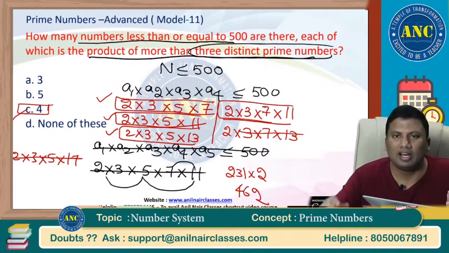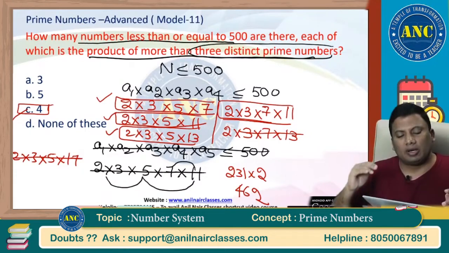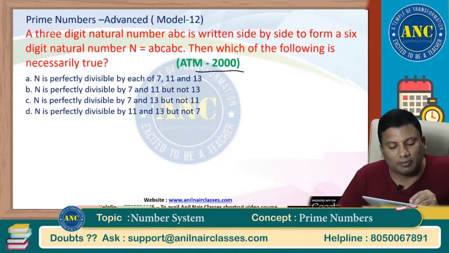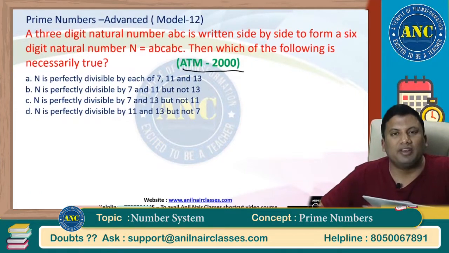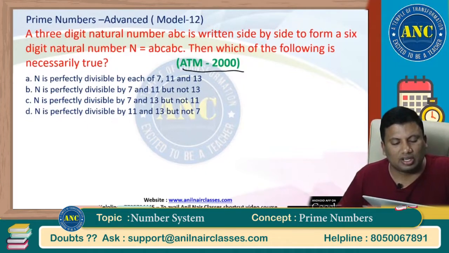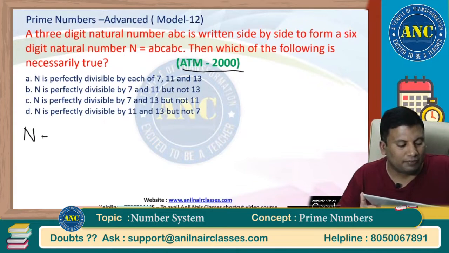The idea is clear. If you go slowly, step by step, you will keep getting the answer. Now, a 3-digit number. This is what I said, some of the exams that were previously there to get into IIMs. There used to be another examination, way back 20 years before. A 3-digit natural number is written side by side. N equivalent to ABCABC.